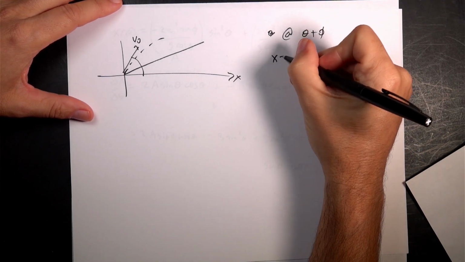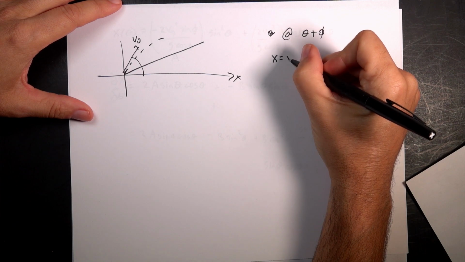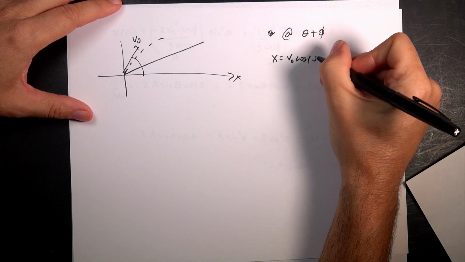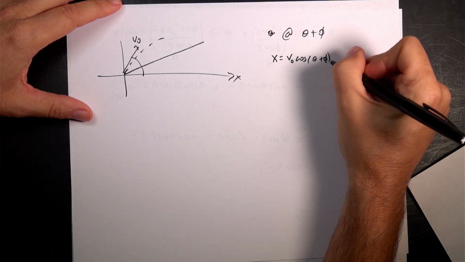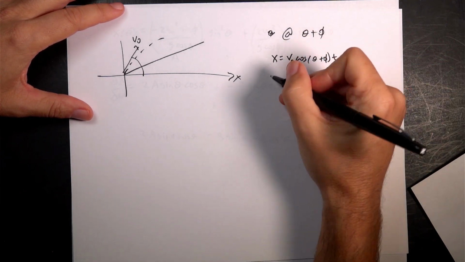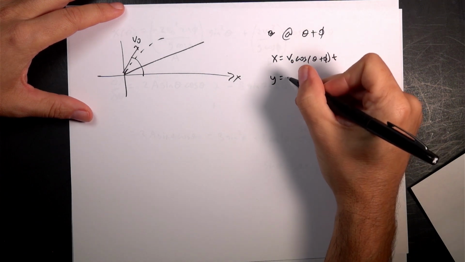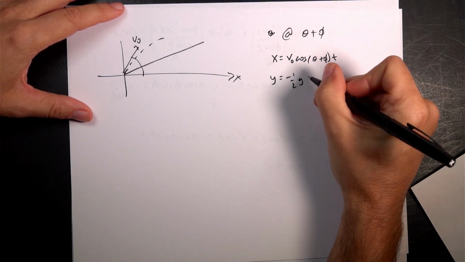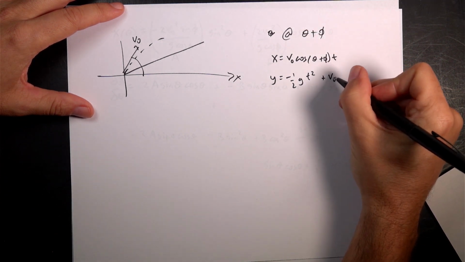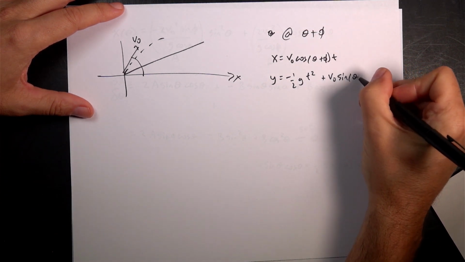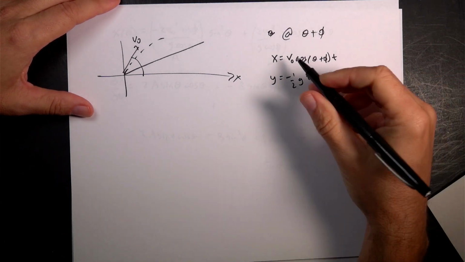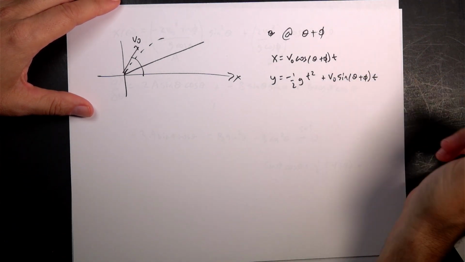I have x equals V0 cosine of theta plus phi, times t. Right, and the initial x position is 0. That's my x equation. And then my y equation is going to be negative 1/2 g t squared plus V0 sine of theta plus phi, times t. And then it starts at y equals 0. So this will give me the x and y position at any point in the future.